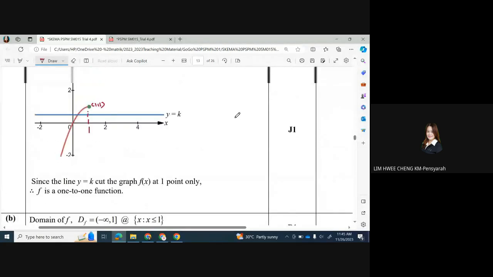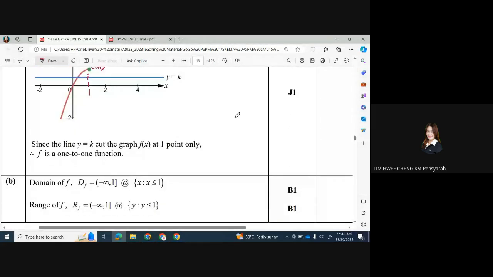Okay, so based on the graph, you can easily see that the domain of f is, so this is given, less than or equal to 1. Okay, domain kita tengok x. Dapat sini ke sini. So kawasan ni adalah less than or equal to 1.